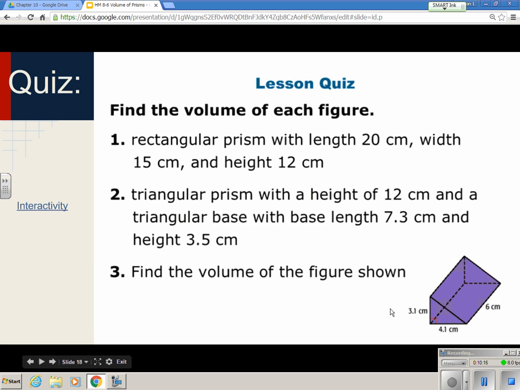And here is your quiz. 3 questions finding the volume of 3 different figures. Don't forget to write the formula, the plug, and the chug. See you when you're done.